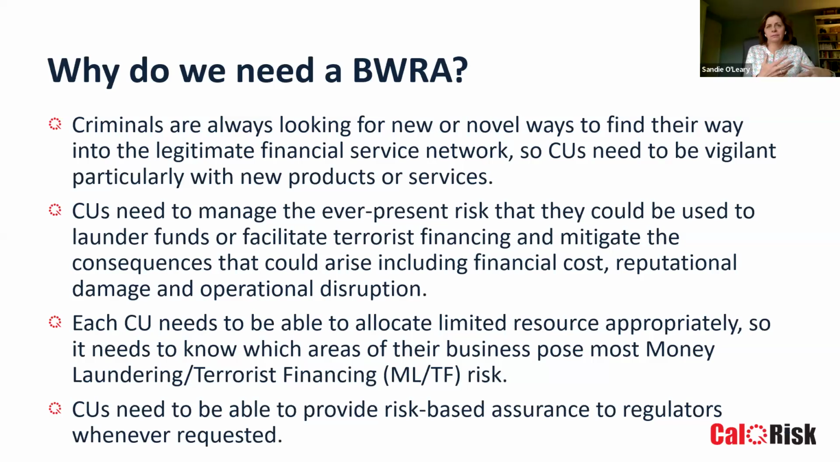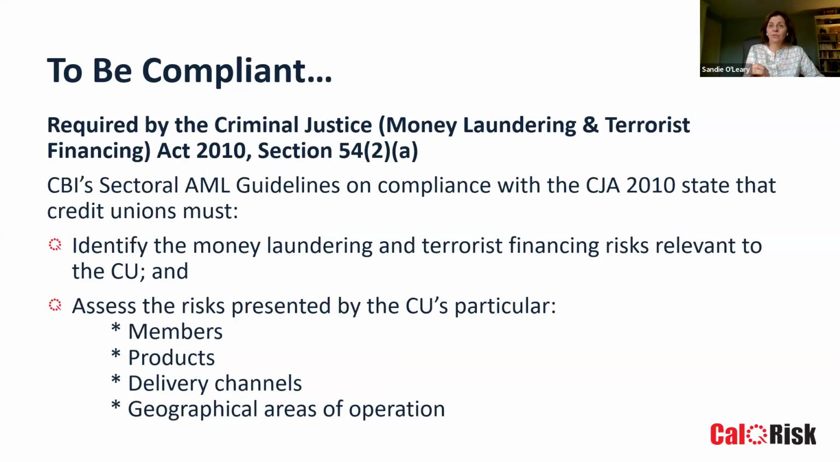So it needs to be maintained, be updated, and be available should the Central Bank or the PRA, whichever regulator it is, want to see what the credit union is doing and how they're getting on with the ongoing management of the risks associated with it. And ultimately, why we do it is to be compliant. It is very clearly specified in the Criminal Justice Act, the 2010 Act, and in the sectoral guidelines that came out in relation to compliance with that act, that credit unions have to identify the money laundering and terrorist financing risks that are relevant to their business. And it's very specific in that it says the assessment must focus on the credit union's members, its products, its delivery channels, and its geographical areas of operation. So the requirement is very clearly delineated and identified, and we have to do it in that specific way.